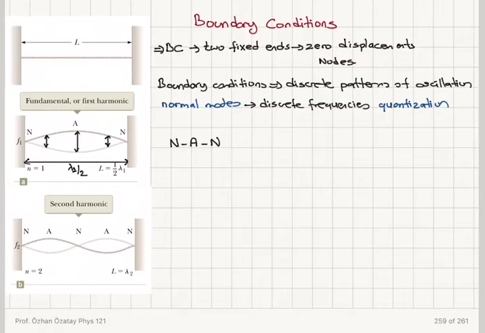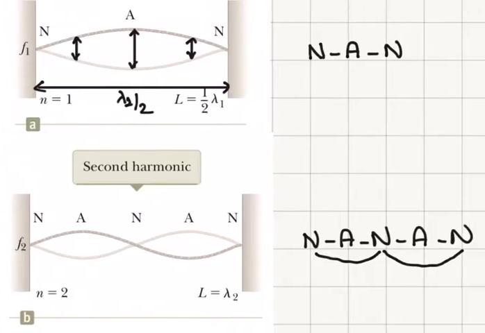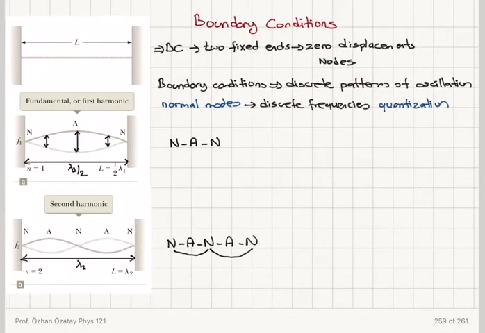Now if I go to the next possibility, again, remember the boundary condition is that I have to start with a node and end with a node. So this is the first one, and then the second one is here. If you count the distance between two nodes, it's lambda over 2. So the total distance is one wavelength. And here is the corresponding normal mode. You can see I start with a node and end with a node, and then I have a node in the middle, and the distance between the two fixed ends will be one wavelength, lambda 2.